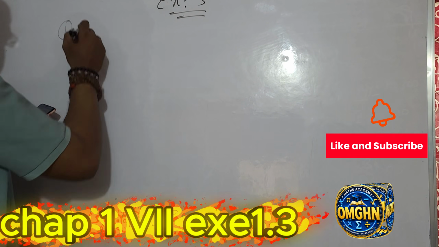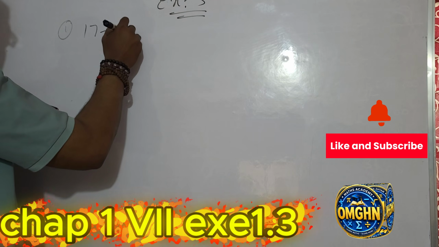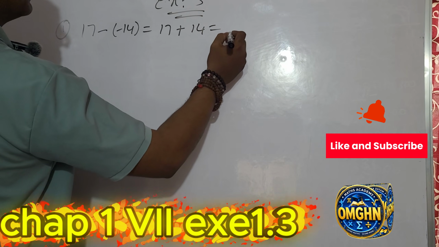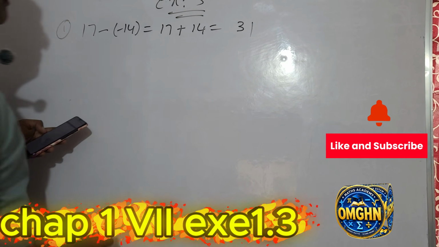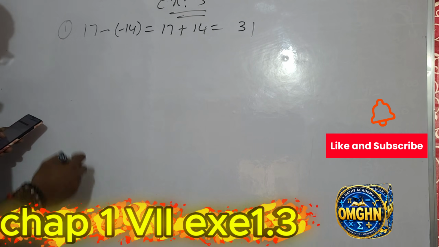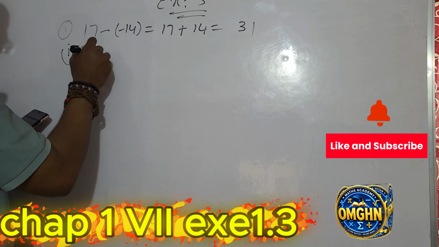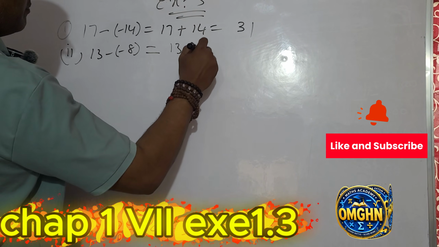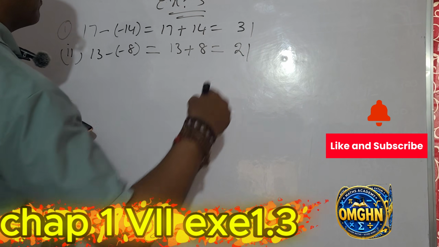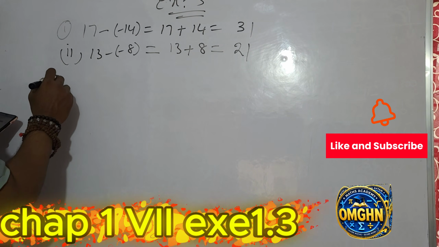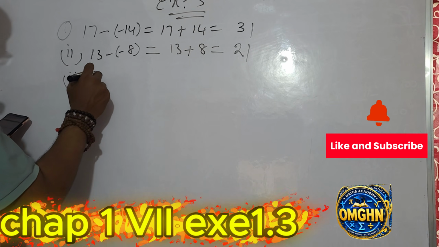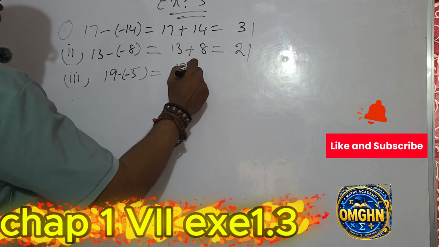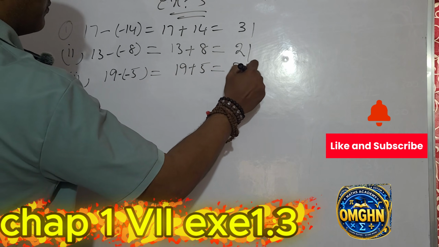Direct we have to do. That is 17 minus of -14. That is equal to 17, minus into minus plus 14. How much will it come? 31. Okay. Next question. 13 minus of -8. Minus into minus plus it will become, add it, 21. Now third sum. 19 minus of -5. Minus into minus plus it will become 24.